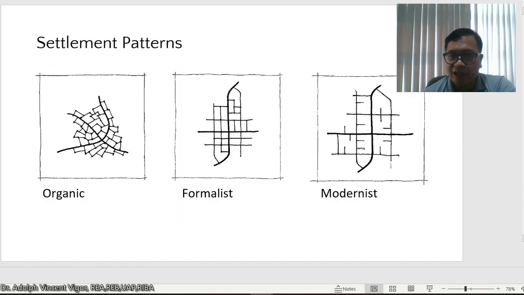When you look at the settlement patterns, class, we have what we call the organic, the formalist, and the modernist. Here, you could look at the organic. When you look at these lines, it's more curvilinear in form. We also have here the formalist, which is more formal in nature. You have also the modernist.